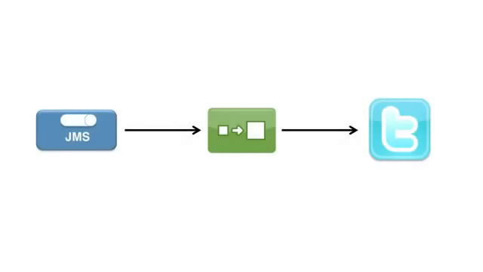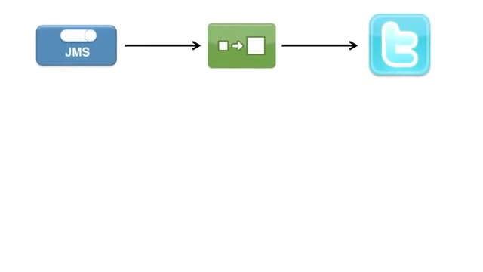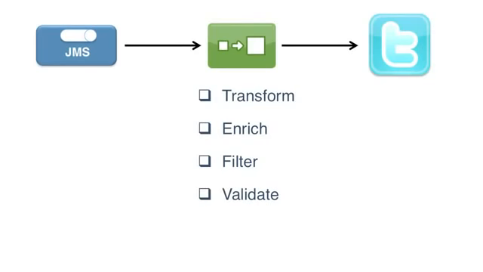We just saw that you can use Mule to transform a message as part of a flow. But there's all sorts of things you can do to the message using Mule, including enrich the message with information from other connectors, filter the message based on its content, or validate the message. You could also choose to route the message to various destinations based on its contents.